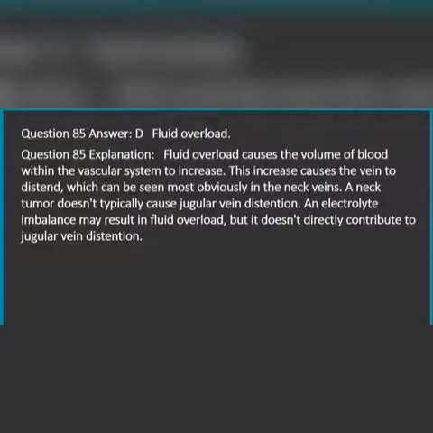Question 85 Explanation: Fluid overload causes the volume of blood within the vascular system to increase. This increase causes the vein to distend, which can be seen most obviously in the neck veins. A neck tumor doesn't typically cause jugular vein distension. An electrolyte imbalance may result in fluid overload, but it doesn't directly contribute to jugular vein distension.